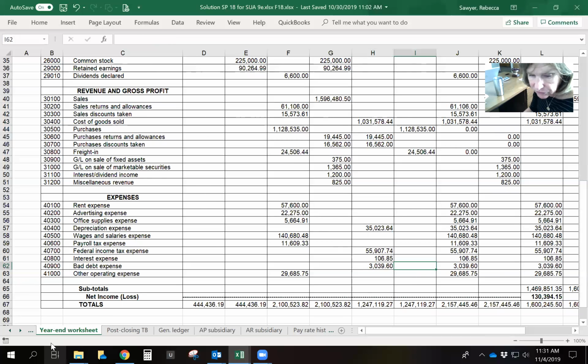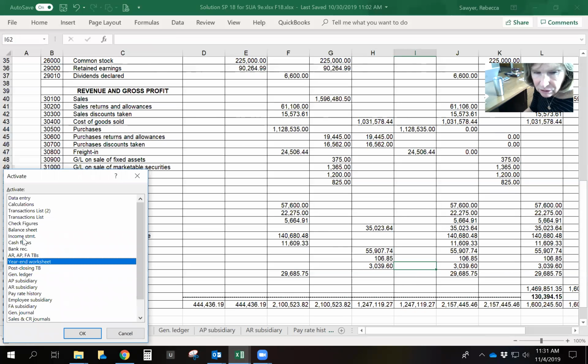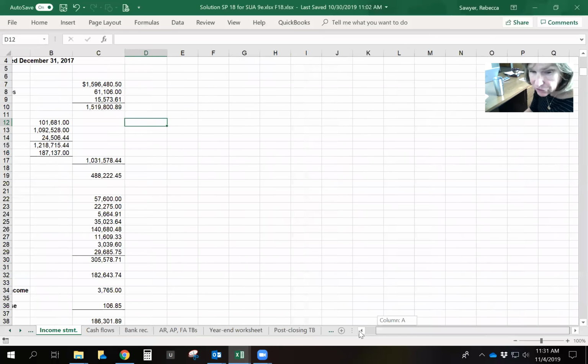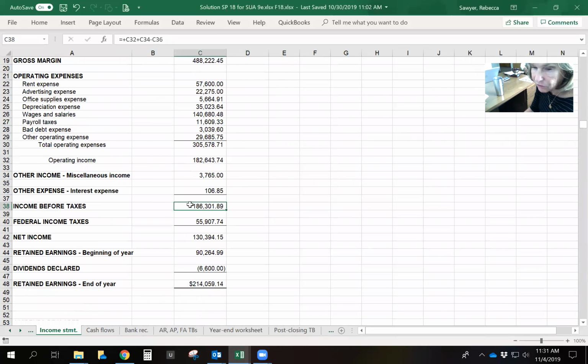Okay, let me get the right sheet here. I'm looking at the solution. Your income before income taxes should be 186,301. Then you calculate taxes based on that little schedule they gave you in your book. It's 39% times the excess over 100,000. So you take this excess, which is 86,301.89, multiply that by 0.39, and then add the 22,250.